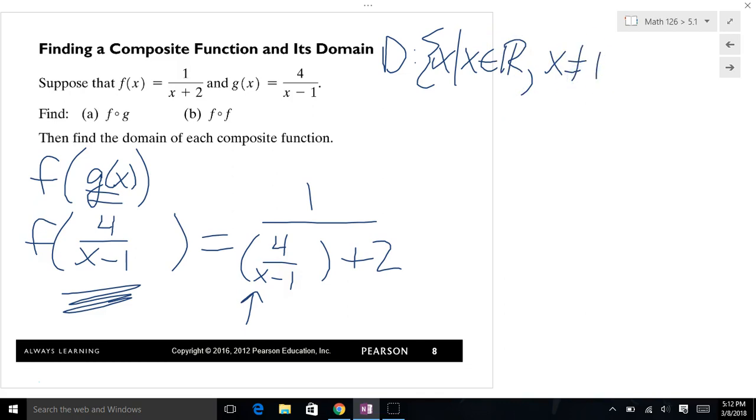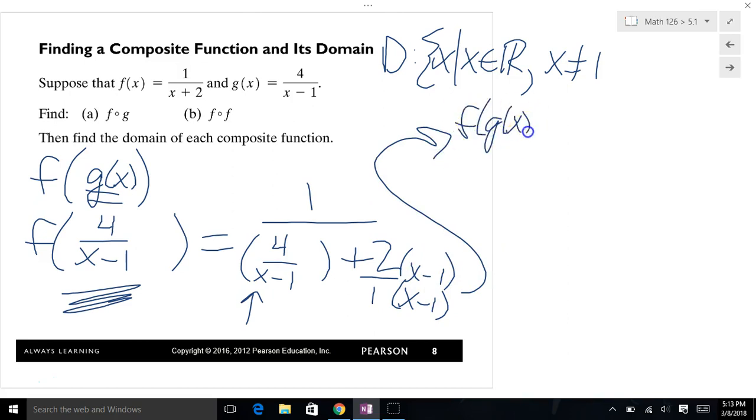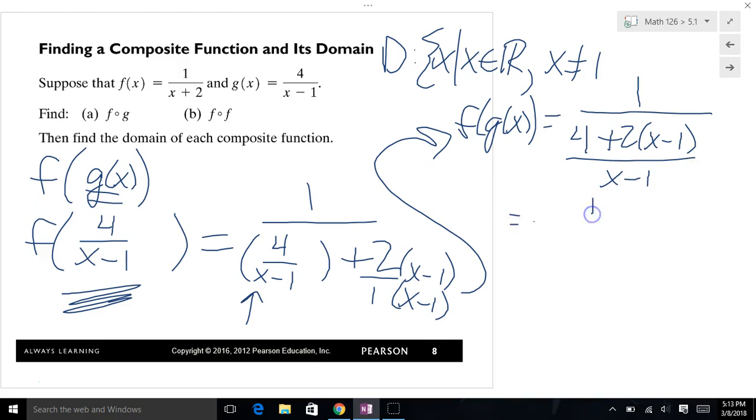Okay, now let's clean it up and see what this function becomes, and see if we have to throw anything else out. So this is 2 over 1, get a common denominator, and this becomes f of g of x equals 1 over 4 plus 2(x minus 1), all over x minus 1. So I got 1 over 4 plus 2x minus 2 over x minus 1. So 4 minus 2 is 2. 2 plus 2x over x minus 1.